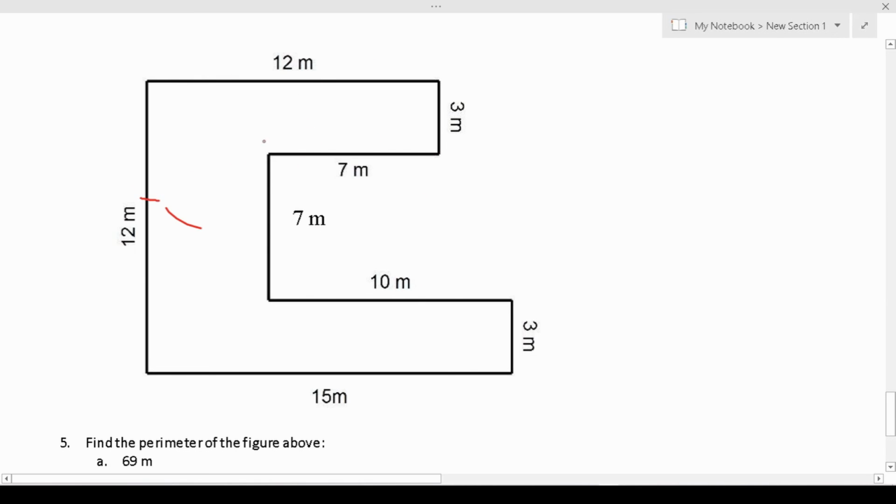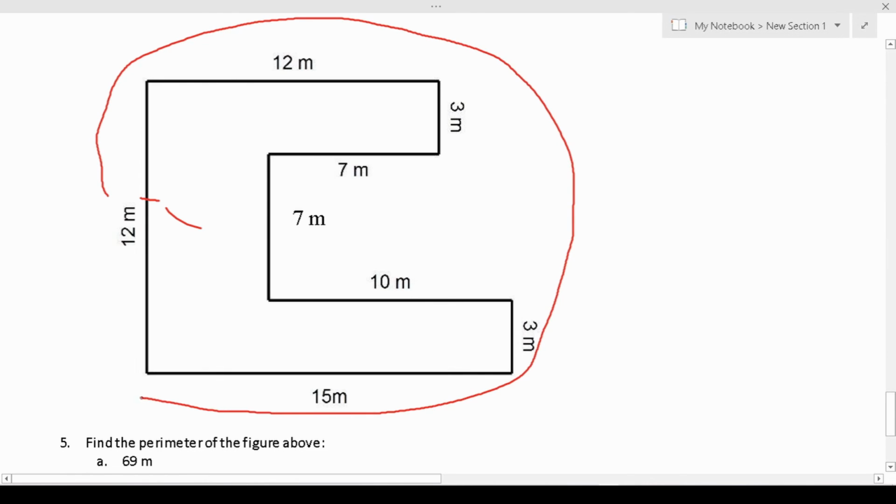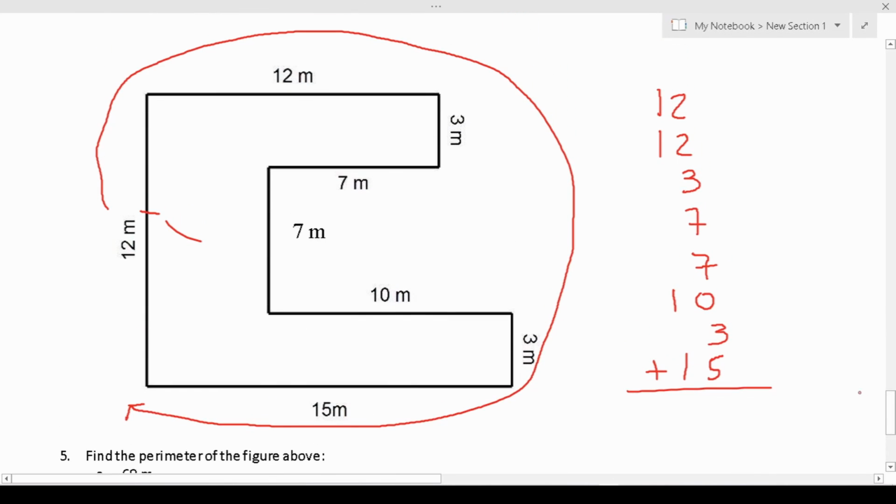But we're simply going to add up all of its sides. And I'm going to start here and work my way around this figure that way. So it's going to be 12 plus 12 plus 3 plus 7 plus 7 plus 10 plus 3 plus 15. All right, so again, that's adding up all of its sides. Let's go ahead and do that, and we'll have our answer for this one.